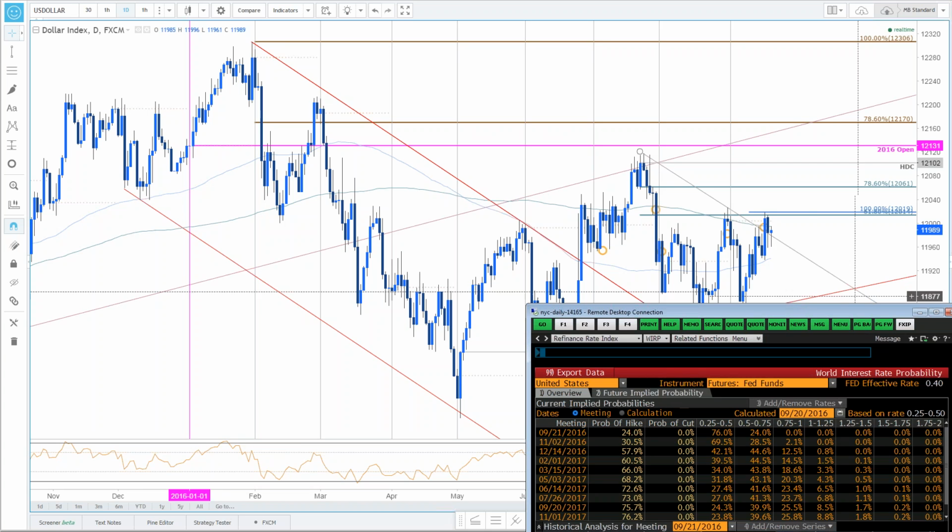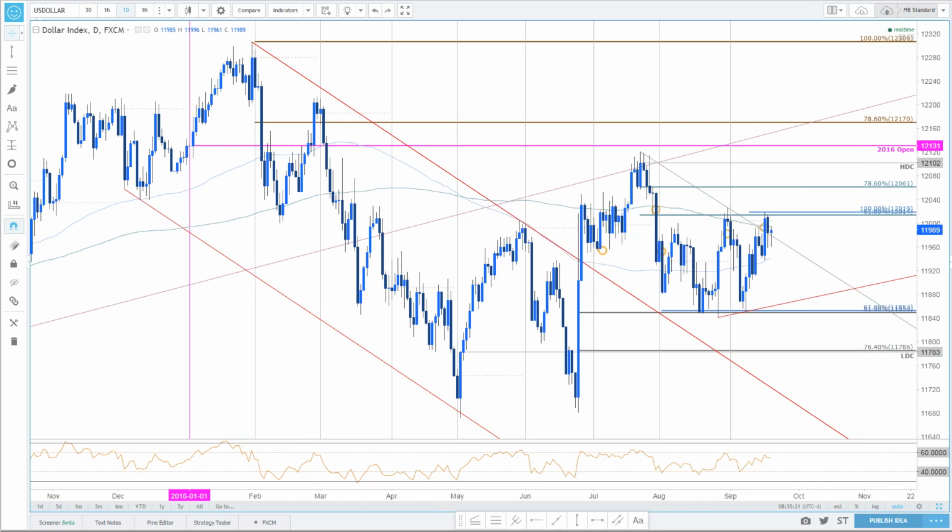All right, let's jump right in. So, for the dollar index, no change. Initial resistance at the 200-day moving average is basically the high that we made so far today. Key resistance still 12,014, 12,019. This Fibonacci confluence of the 618 retracement and the 100% extension.